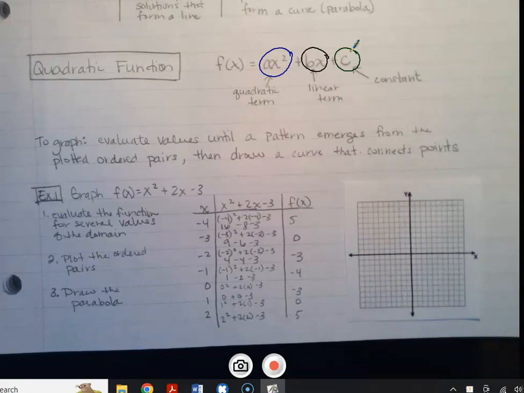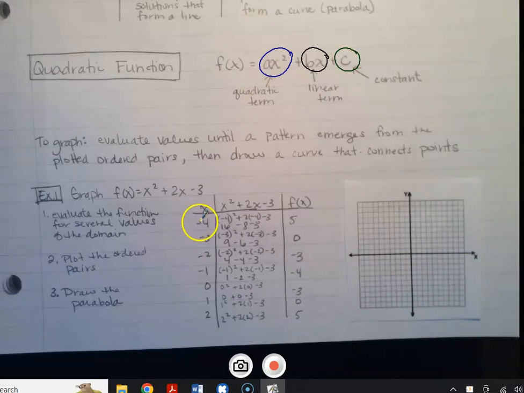Then to graph, which is what we're going to work on, we're going to evaluate the values until a pattern emerges from the plotted ordered pairs. Then we're going to draw a curve that connects the points. All right, so number one, I've done all the work except for the graphing. Okay, but so the first one was to evaluate the functions over several values of the domain.